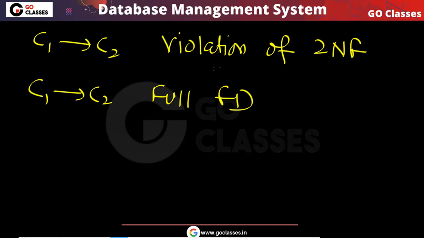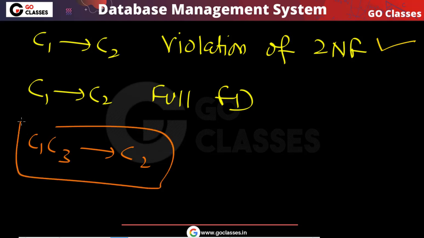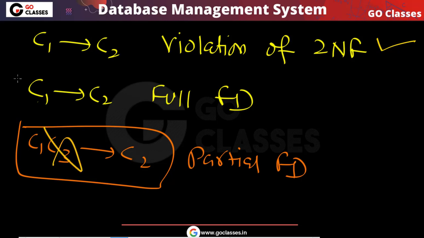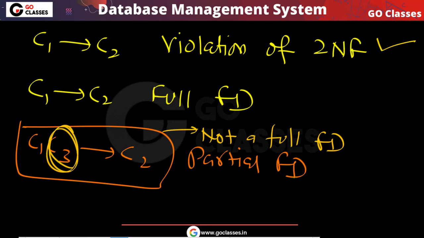Either you can check like this, or you can check like this: C1 C3 determines C2. This is actually a partial dependency. Why is this a partial functional dependency? Because you don't need C3. This is not a full dependency because we don't need C3. Even if we don't have C3, we can still determine C2 from C1. That is the reason this is a partial functional dependency.